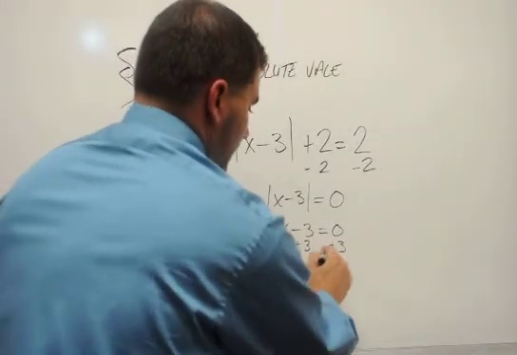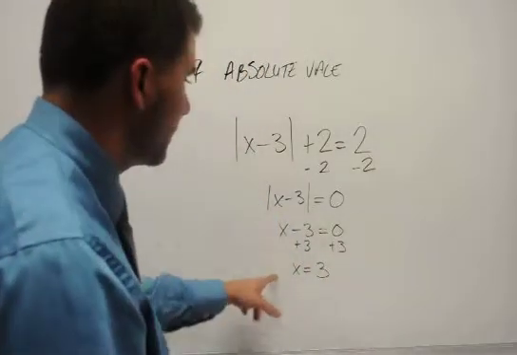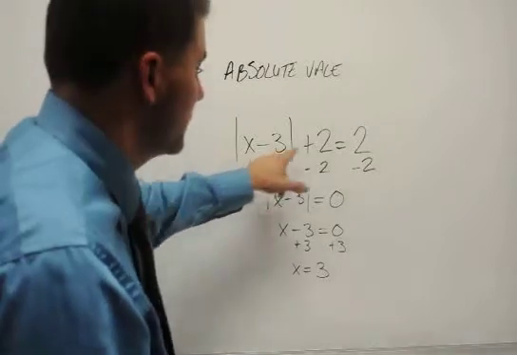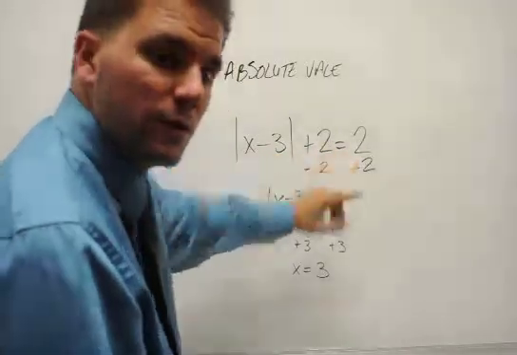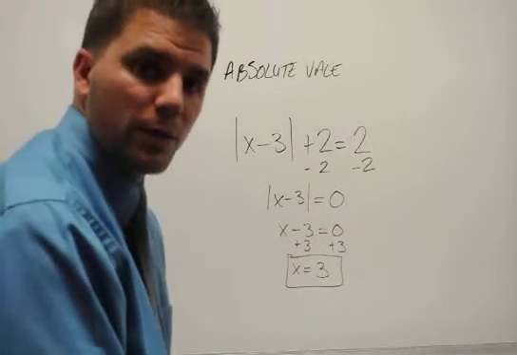Add 3 to both sides, removing my constant. X should equal 3. Plug it back in. 3 minus 3 is 0. Absolute value of 0 is 0. 0 plus 2 still gives me 2. This is the correct solution to this problem.